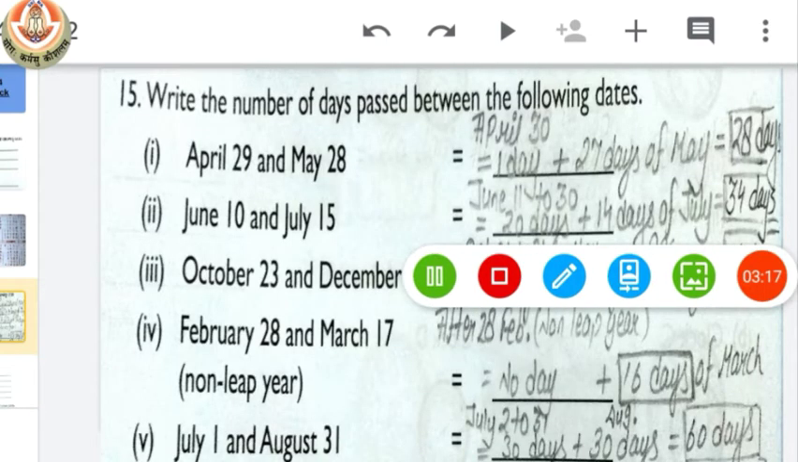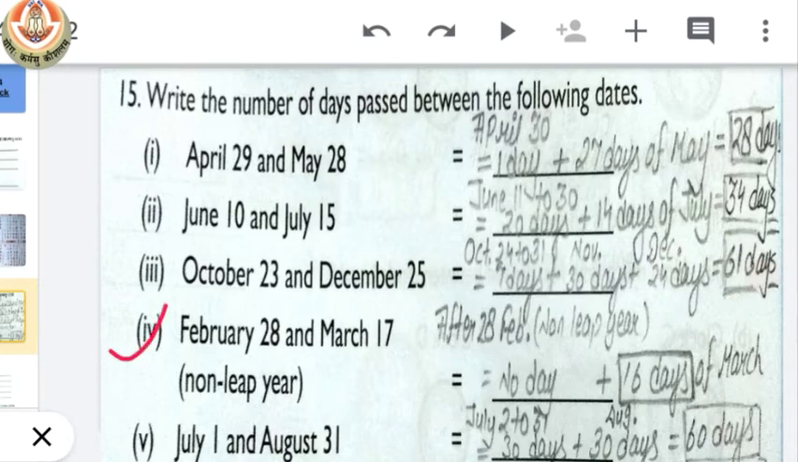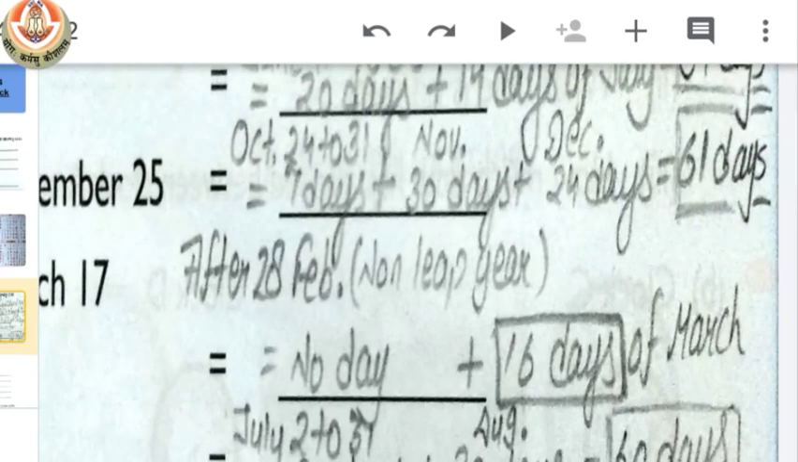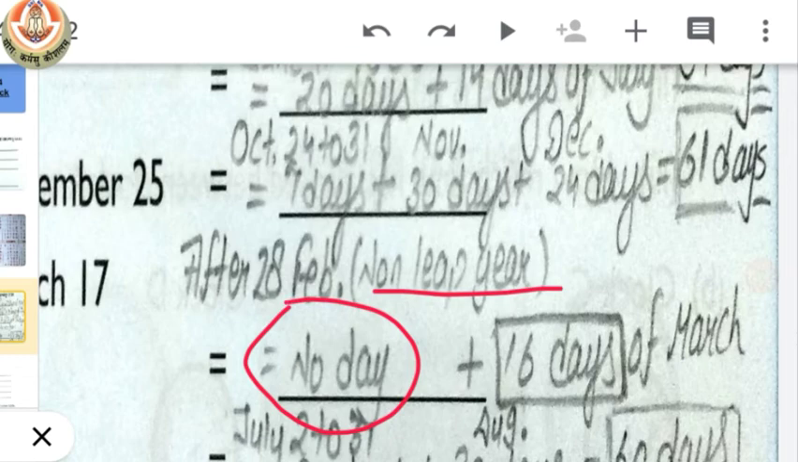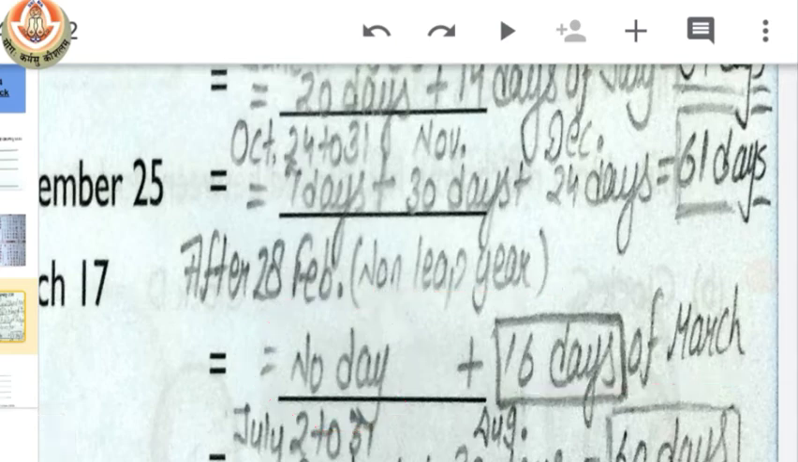Let's see for the part 4, in which we have February 28 and March 17, and given that it is non-leap year, means we have only 28 days in February in this year. So you can see here, after 28th February, as it is a non-leap year, we have no date to count in February month. So we will directly go to the March, and we have 16 days of March. So total we have 16 days in between the given dates.